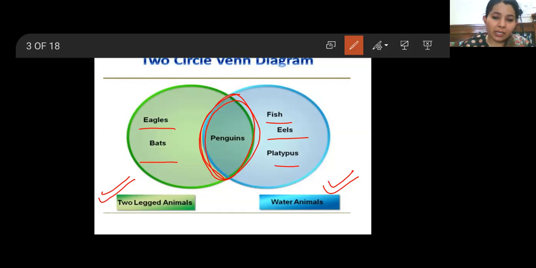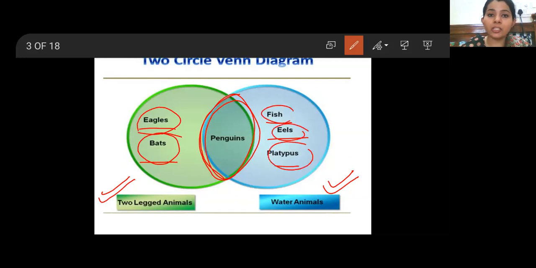All right. So let me just repeat it once, that eagles, bats, which are written separately in only the green circle, it is telling us that these are only two-legged animals. They are not water animals. Also, fish, eels, platypus, they are not two-legged animals. They are water animals. Whereas if I see in the common area, I have penguins. So penguins are two-legged animals also, and water animals also.